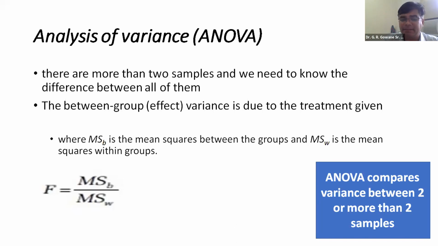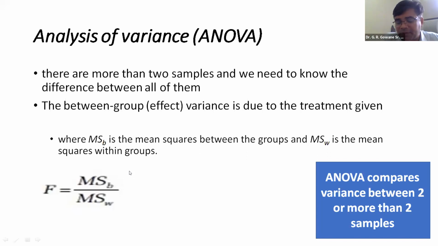You also know that between-group variance is due to the treatment given. So how to get that? For obtaining that particular thing, you need to go for the F-test, Fisher's test, ANOVA. Here the F-test is nothing but MSB divided by MSW, where MSB is the mean squares between the groups and MSW is the mean squares within the groups.